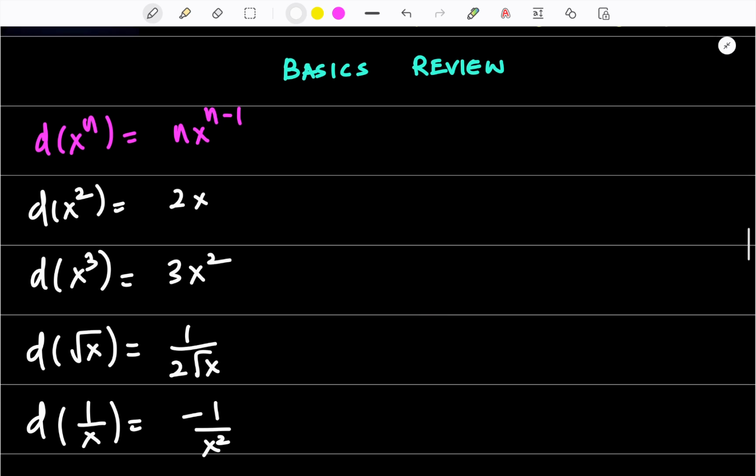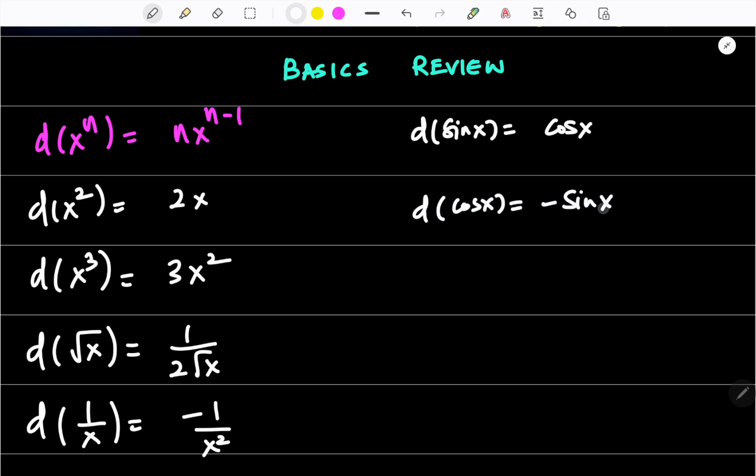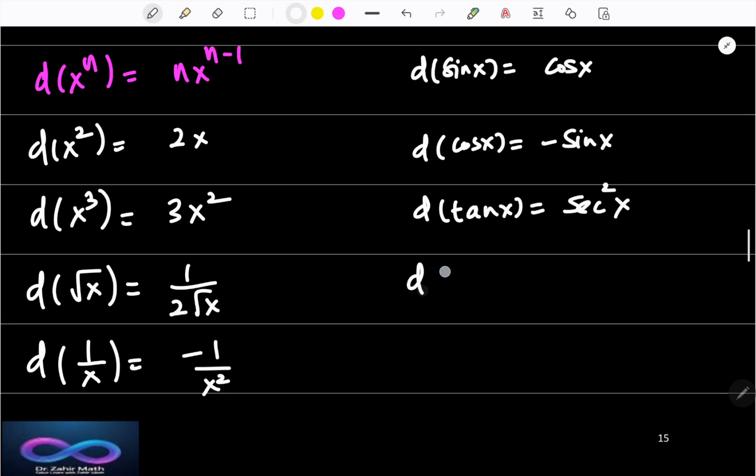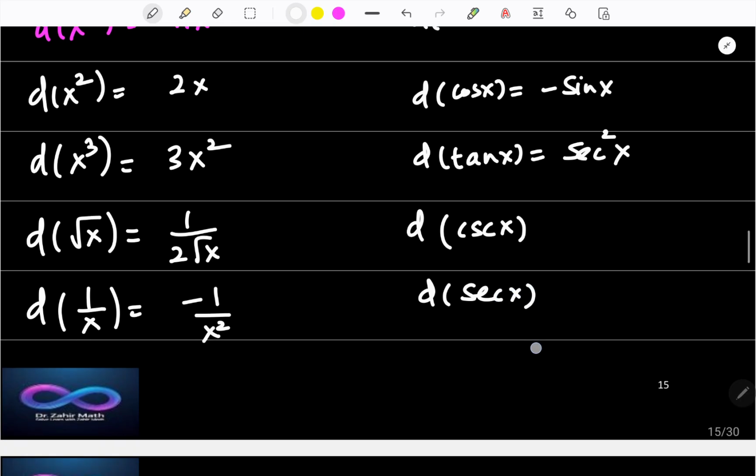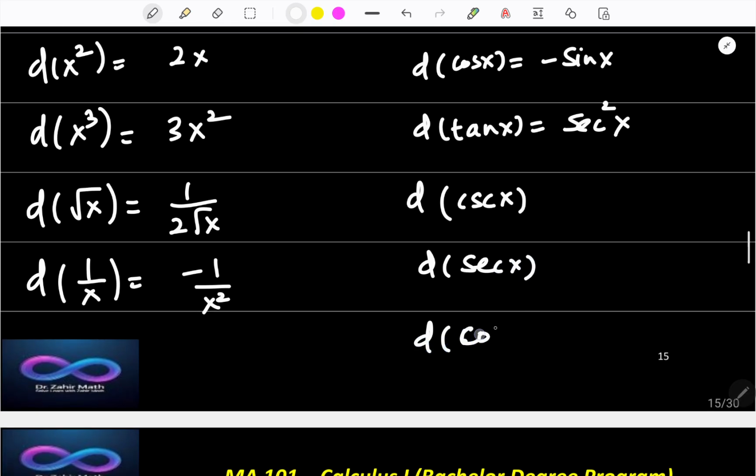Let me go for trigonometric functions. What is the derivative of sine x, which is cosine x? What is the derivative of cosine x, which is negative sine x? What is the derivative of tan x, which is secant square x? Next, reverse. Sine is cosecant x, and cosine is what? It is secant x, and tan is what? It is cotan x or cot x, right? Yes. So what is the derivative of cot x, right?